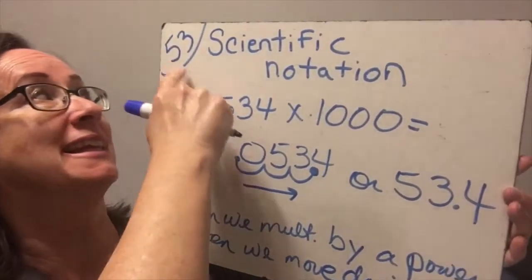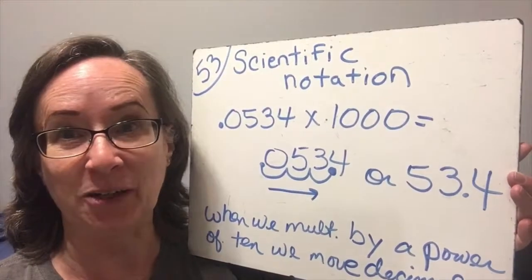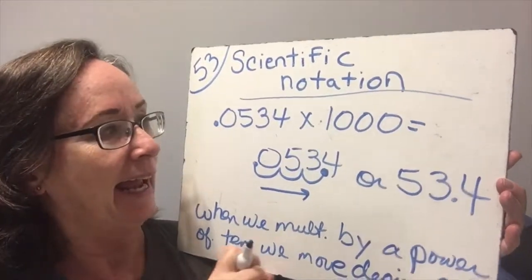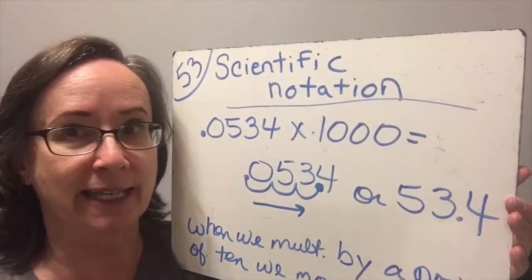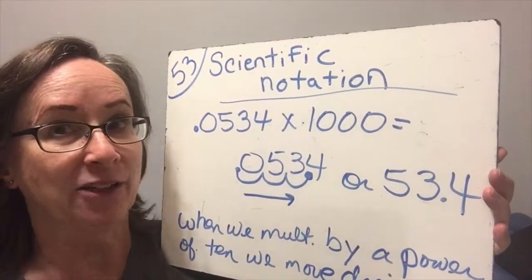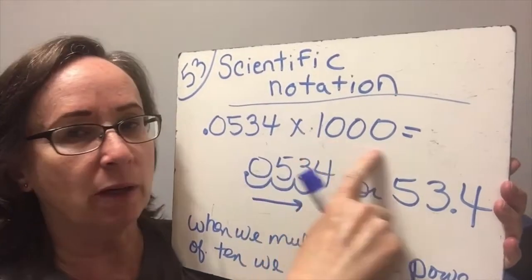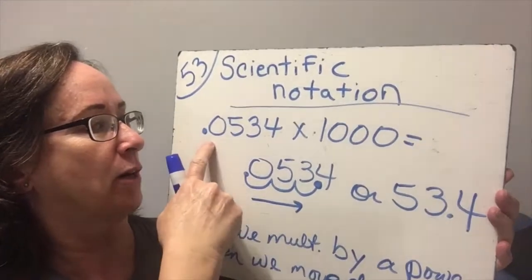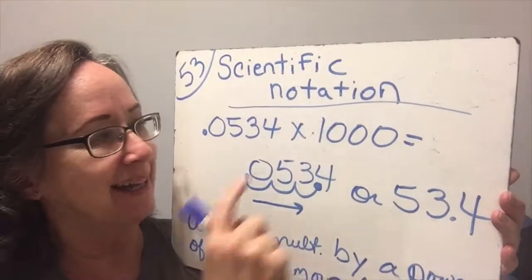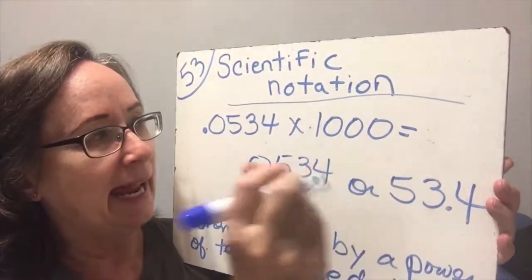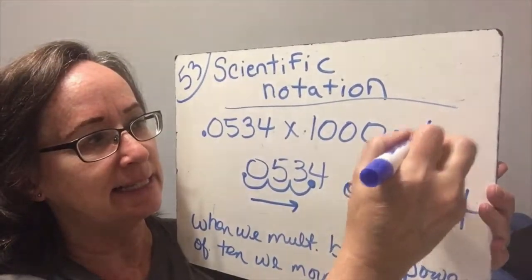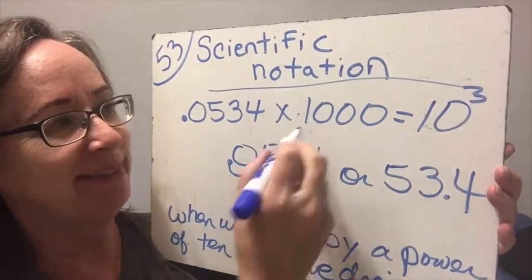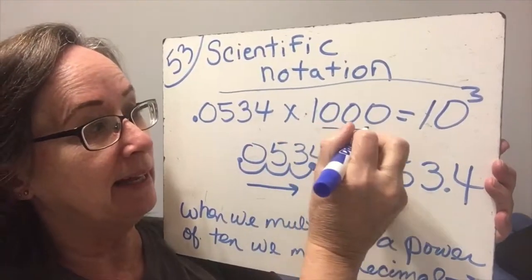And today we're doing lesson 53 in your blue book, and it's all about scientific notation. We start to understand scientific notation by understanding what happens when we multiply a number by a power of 10. So we start with 0.0534 times 1,000. And remember, 1,000 is 10 to the third power, and 1,000 has 3 zeros.